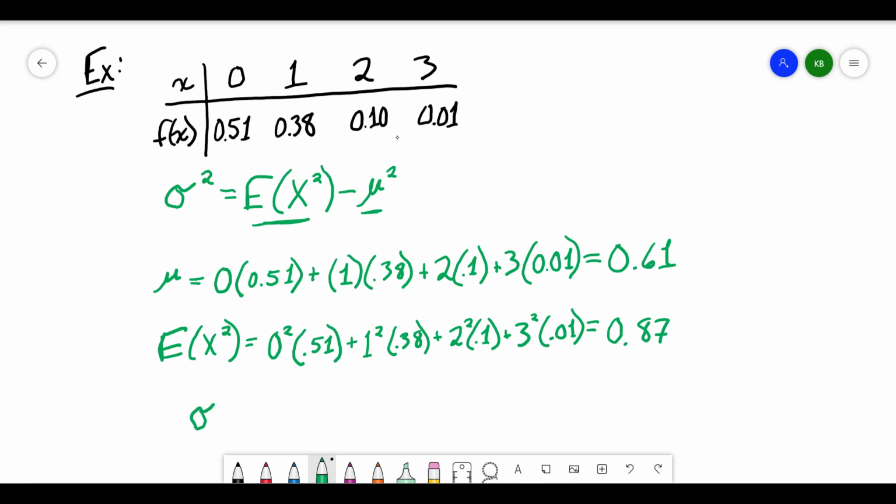So if I want to find my variance, I'm going to take the expected value of my random variable squared, so 0.87, and I'm going to subtract from that my mean, 0.61, squared. So I'll have 0.87 minus 0.61 squared, and when I square it and take that difference, I'll find that I have a variance of 0.4979. And there's my variance using the theorem.